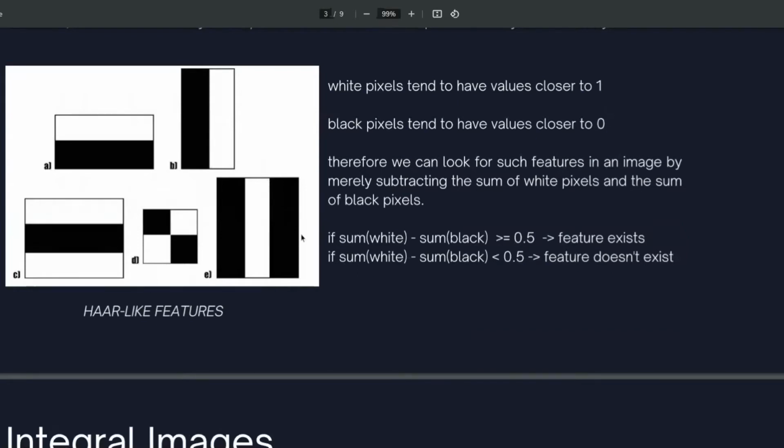We see the white pixels have values closer to 1 and the black pixels have values closer to 0. So we sum up all the white pixels and we sum up all the black pixels, then we subtract them and we normalize them such that the values come between 0 and 1. If the value is greater than 0.5, we say that this feature exists in this particular area, and if it is less than 0.5, we say that the feature does not exist.